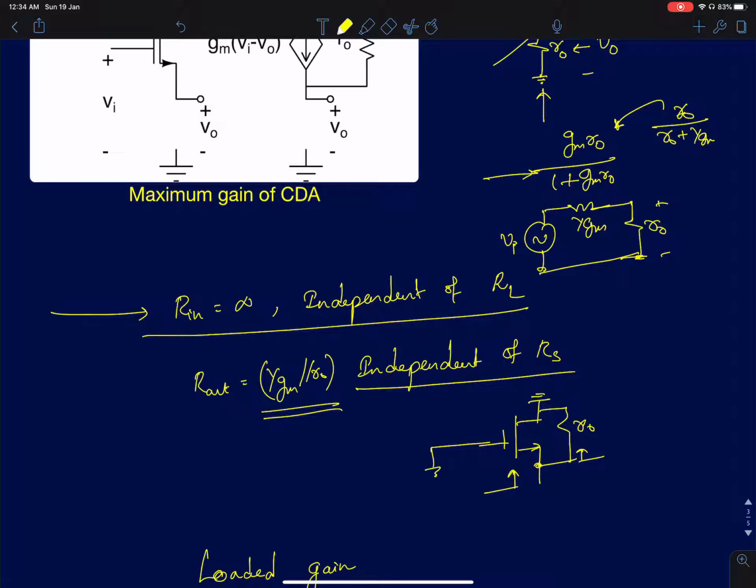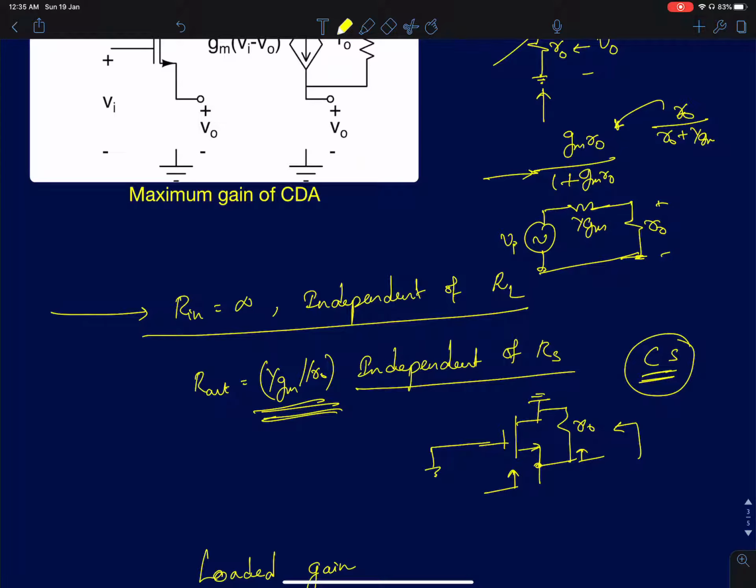The same thing we saw in a common source amplifier, the simplest common source amplifier without any source degeneration, where we said that the output resistance was simply r0, and it was independent of the source resistance RS. In the same way, in a common drain configuration as well, your output resistance is simply 1 by gm parallel r0, and it is independent of RS.